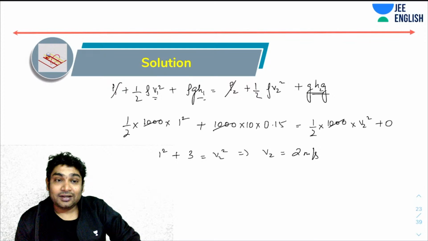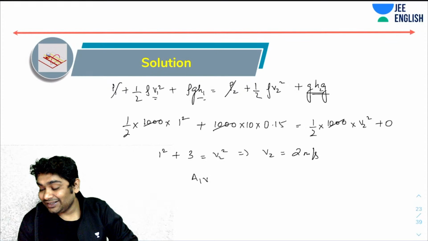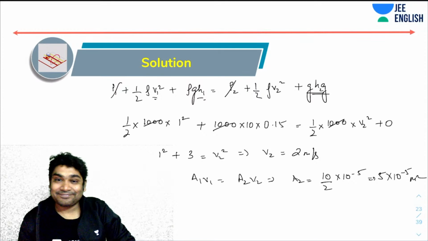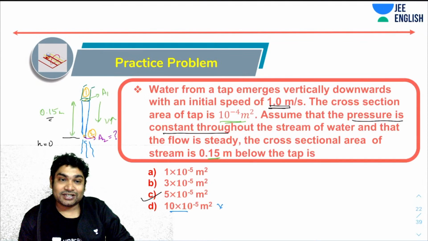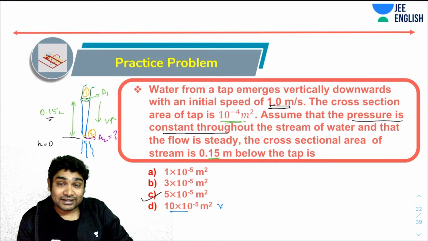Now the speed has doubled, so the area of cross section, what will happen to that? It would be half. Now applying A1 V1 equals A2 V2, I would have seen that A2 would have been 10 into 10 to the power minus 5 by 2, so 5 into 10 to the power minus 5 meter square. So yes, in fact, C is the correct answer. Well done, PP and Rajesh. Both you guys got this right.